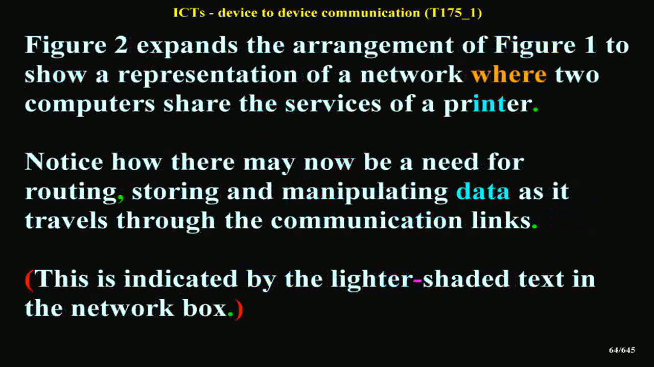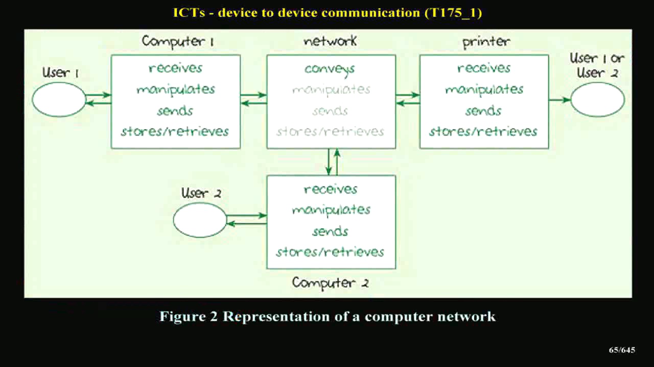Figure 2 expands the arrangement of Figure 1 to show a representation of a network where two computers share the services of a printer. Notice how there may now be a need for routing, storing and manipulating data as it travels through the communication links. This is indicated by the lighter shaded text in the network box. Figure 2: representation of a computer network.